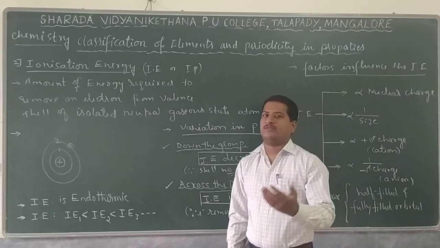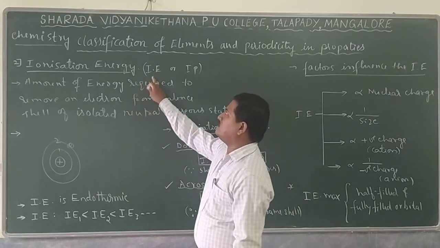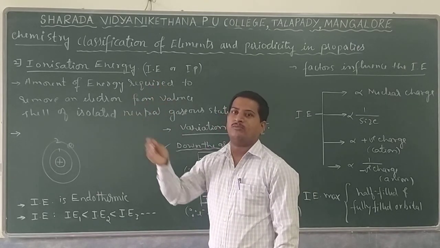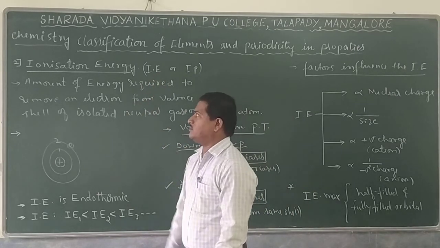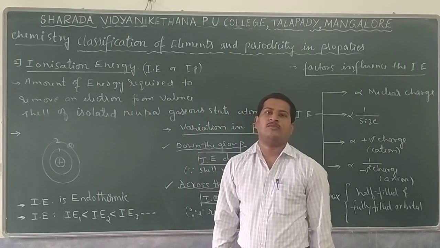If energy is expressed in terms of electron volt, then the term potential comes. If energy is expressed in terms of joule or kilojoule per mole, then energy comes. So anyhow, ionization energy is the second periodicity property.